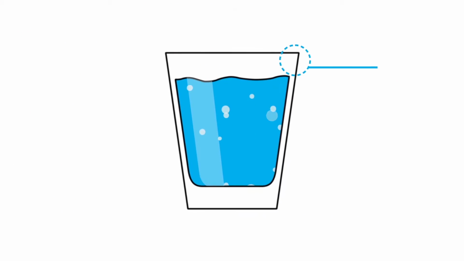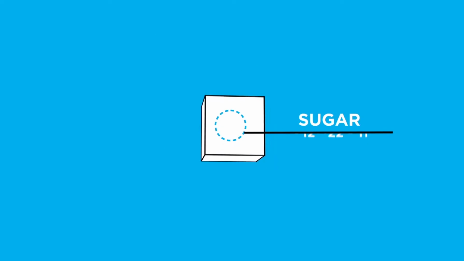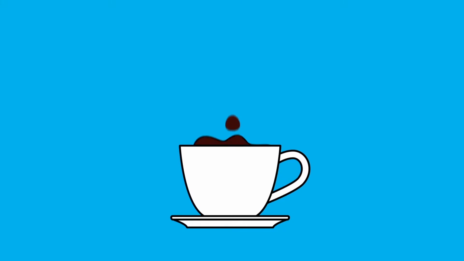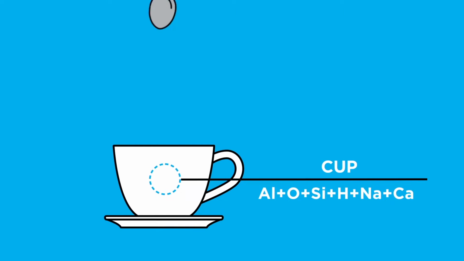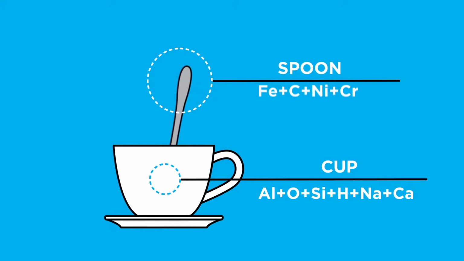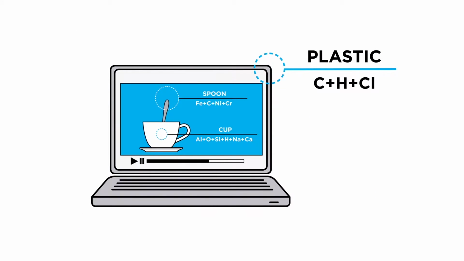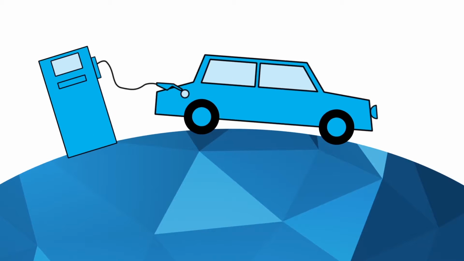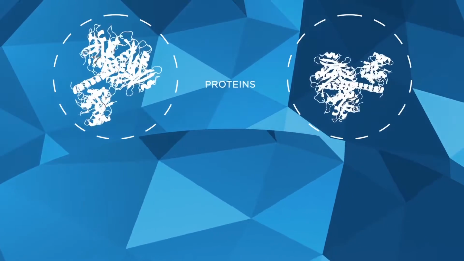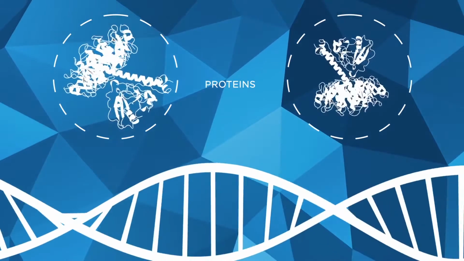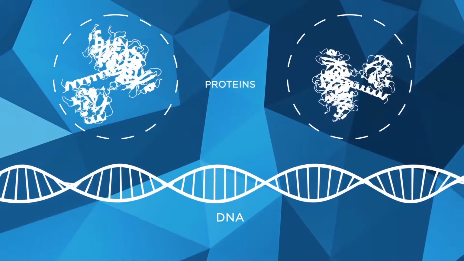The glass we drink it from. The sugar in our coffee. The coffee. The cup and the metal of the little spoon we stir it with. The plastic our computer is made of. The rubber on the tires of our car and the gasoline that makes it run. Proteins. DNA. Everything around us and inside us are atoms that combined.